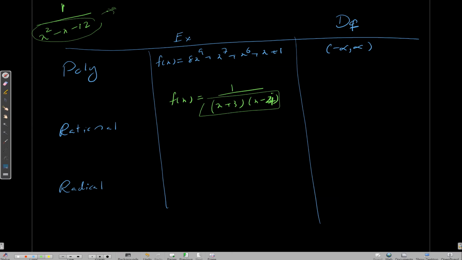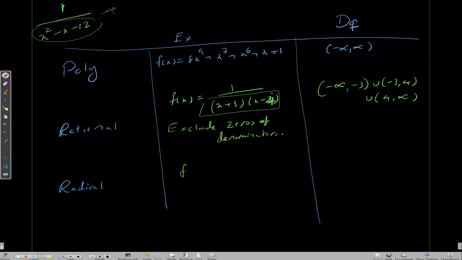Using the quadratic equation, find the roots of this and then exclude them. So the technique we learned is to exclude zeros of denominators. So in this case, negative infinity up to -3, union -3 to 4, union 4 to infinity.